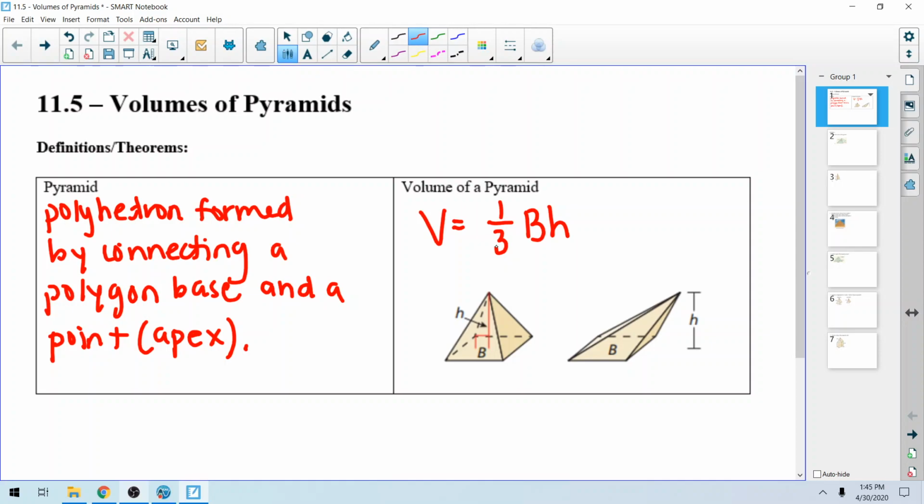Or if you like, you can think of it as 1/3 times the area of the base times the height. And just like before, it doesn't matter if our pyramid is slanted as long as they give us the vertical height over here and not the slant height. Okay, we are not talking about the slanted height. It must be the vertical height. Otherwise, it doesn't count and we can't use it.